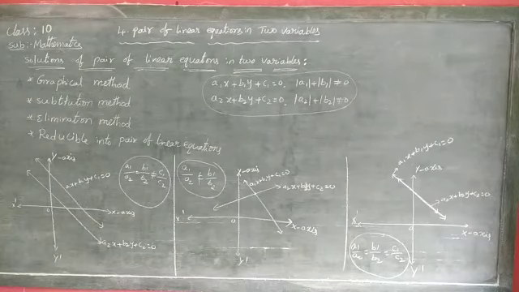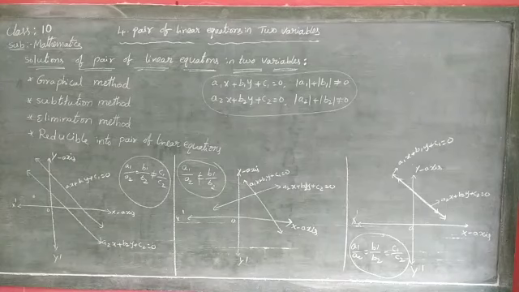Go to the second linear equation, that is a2x plus b2y plus c2 equal to 0. For this one also, we have to find two or three ordered pairs. Then we plot those points on the graph sheet and join them. Then we get the straight line a2x plus b2y plus c2 equal to 0.